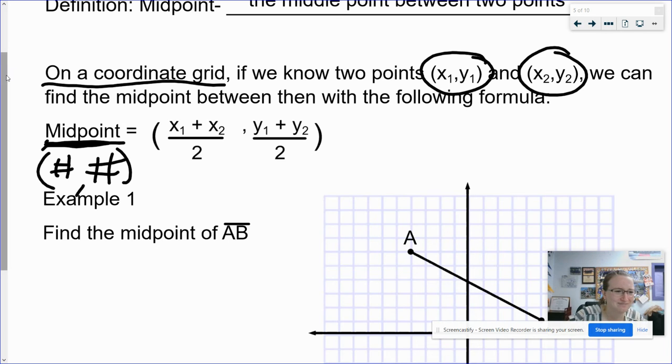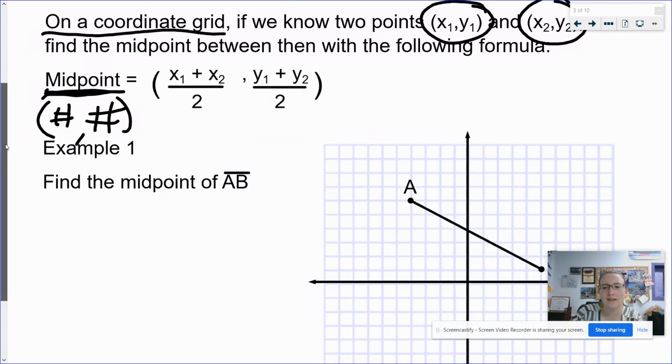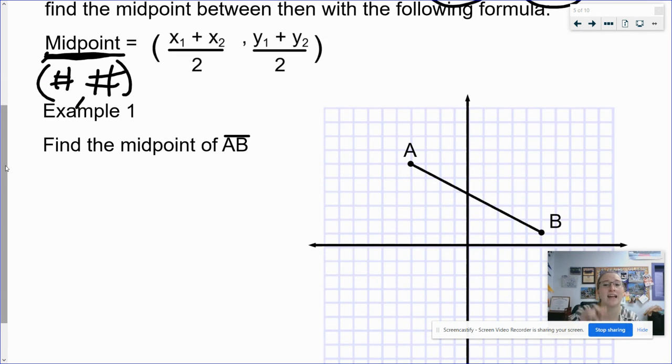Okay, going on. Okay, so this is our formula. Add the x's together, divide by 2. That should make sense because the middle is the halfway point, right? And dividing by 2 is half, right? Add the y's, divide by 2. So all you gotta do is apply this formula. We just have to be very careful with putting our numbers in the right spots.